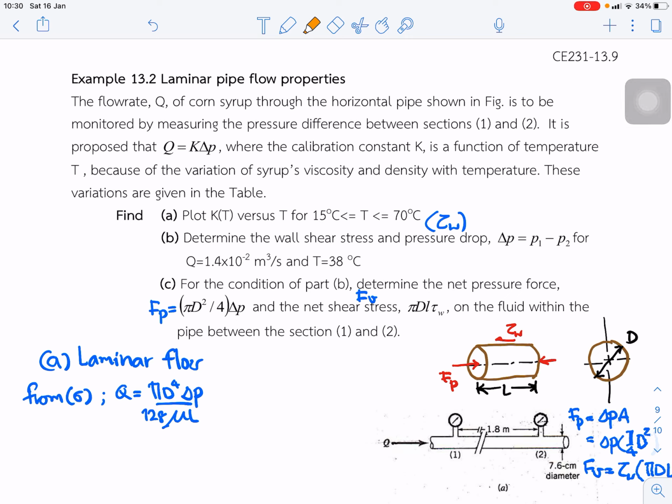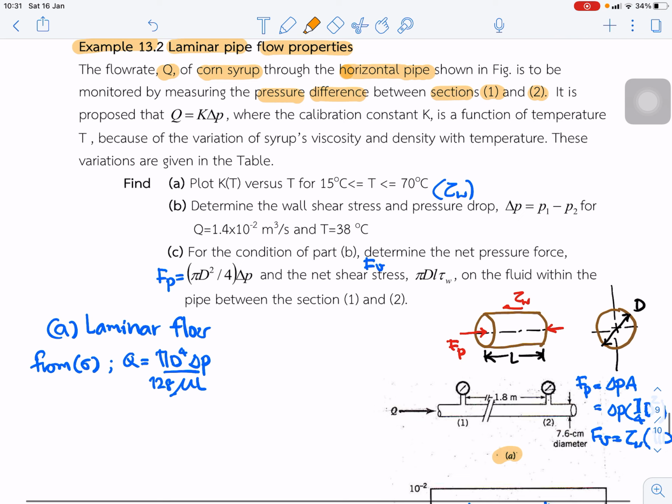The next section is the second example, laminar pipe flow. The flow rate Q of the corn syrup setup through the horizontal pipe shown in the figure below, figure A, is to be monitored by measuring the pressure difference between section 1 and 2.